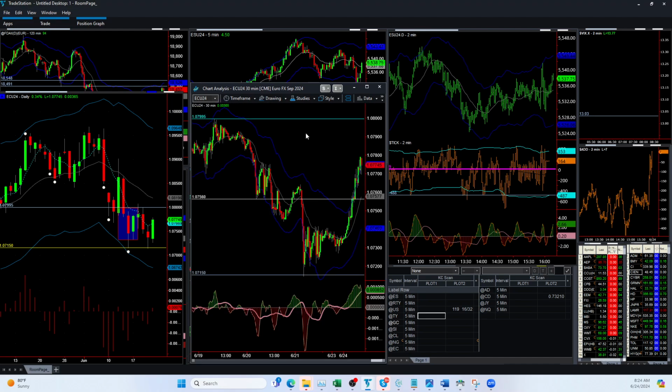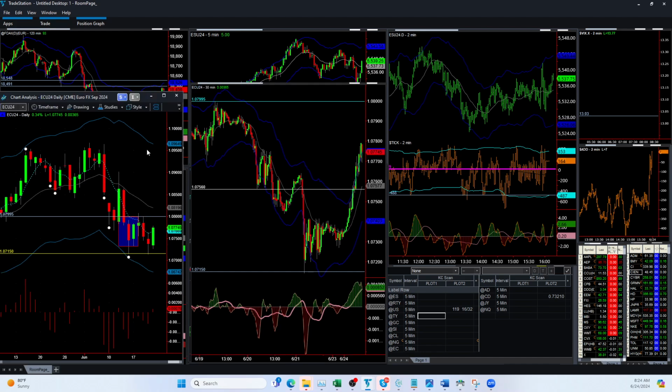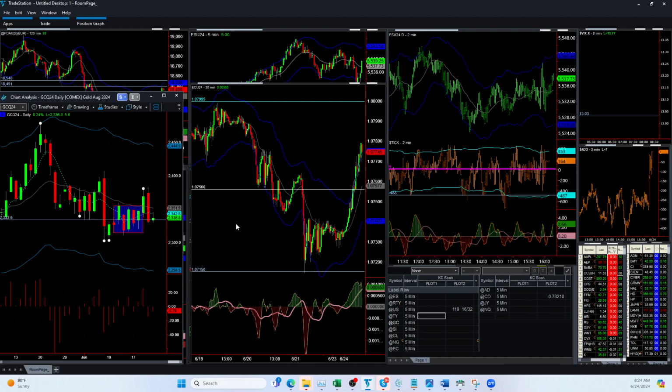So this euro currency would be coming into the session with a gap from where we closed on Friday. So I'm sure we'll see that on that market profile visual there as well, as far as the euro currency is concerned.